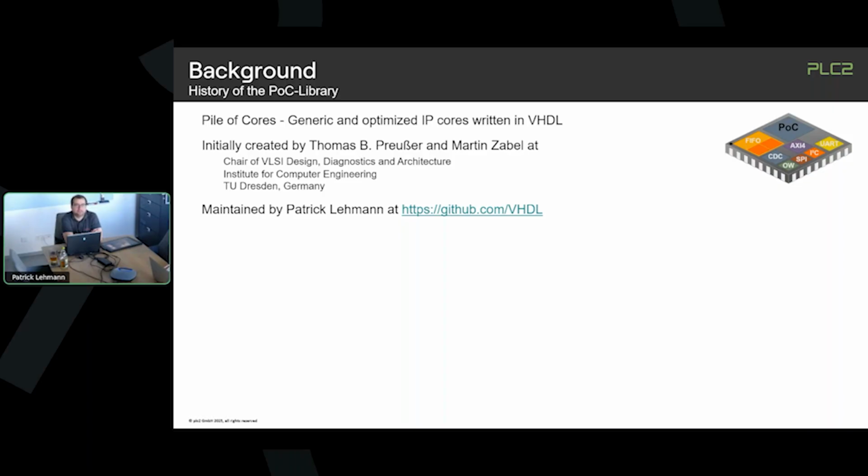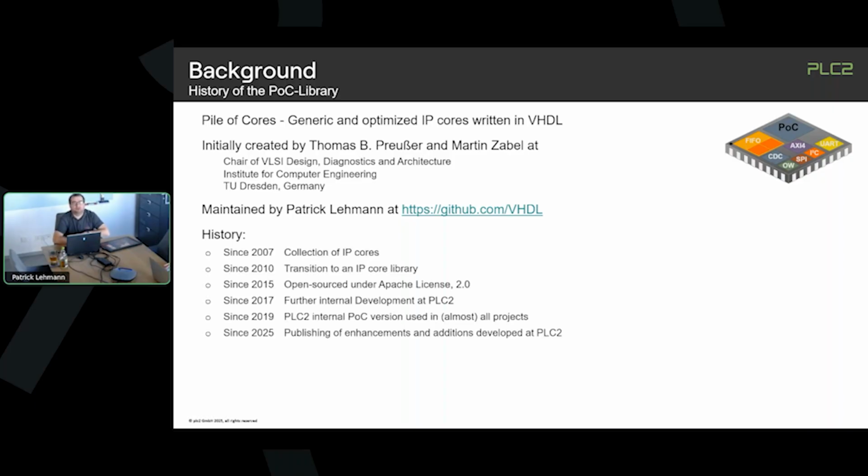So here it was developed at the Chair of VLSI Design, Diagnostics and Architecture. I was also a part of the chair, and we worked together closely in developing new IP cores, collecting IP cores we got from students, and we put it all together into one big library and started to open source it at a certain time. And now I'm one of the maintainers of the PoC-Library, which is currently hosted on GitHub in the namespace VHDL.